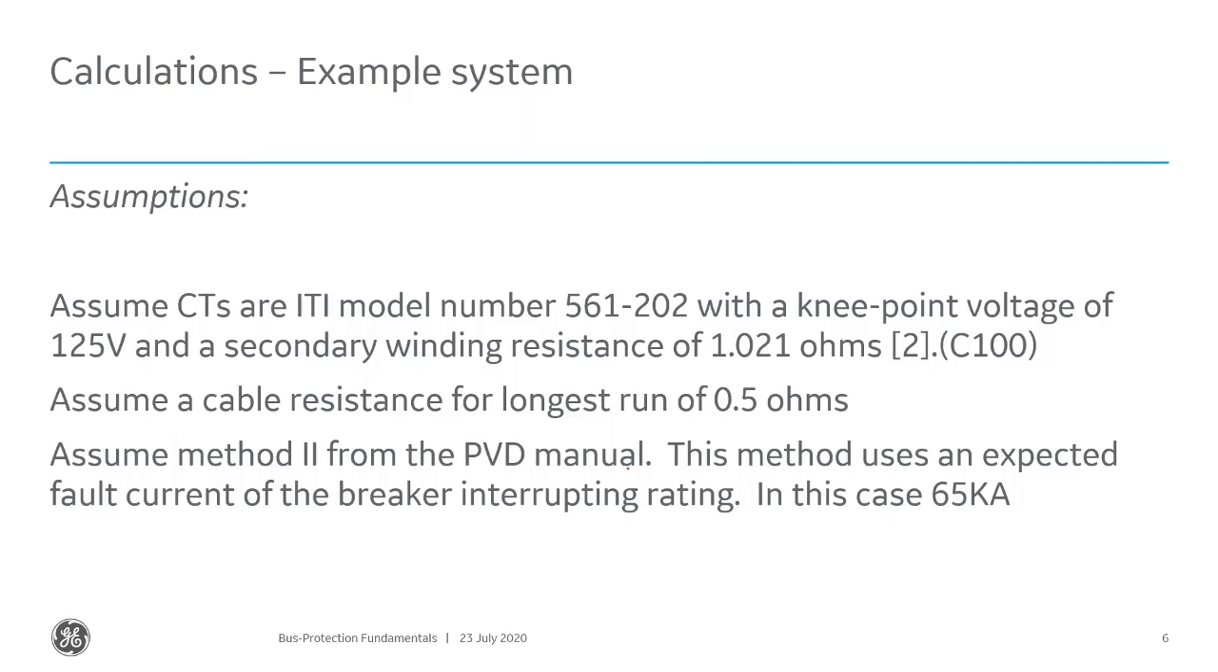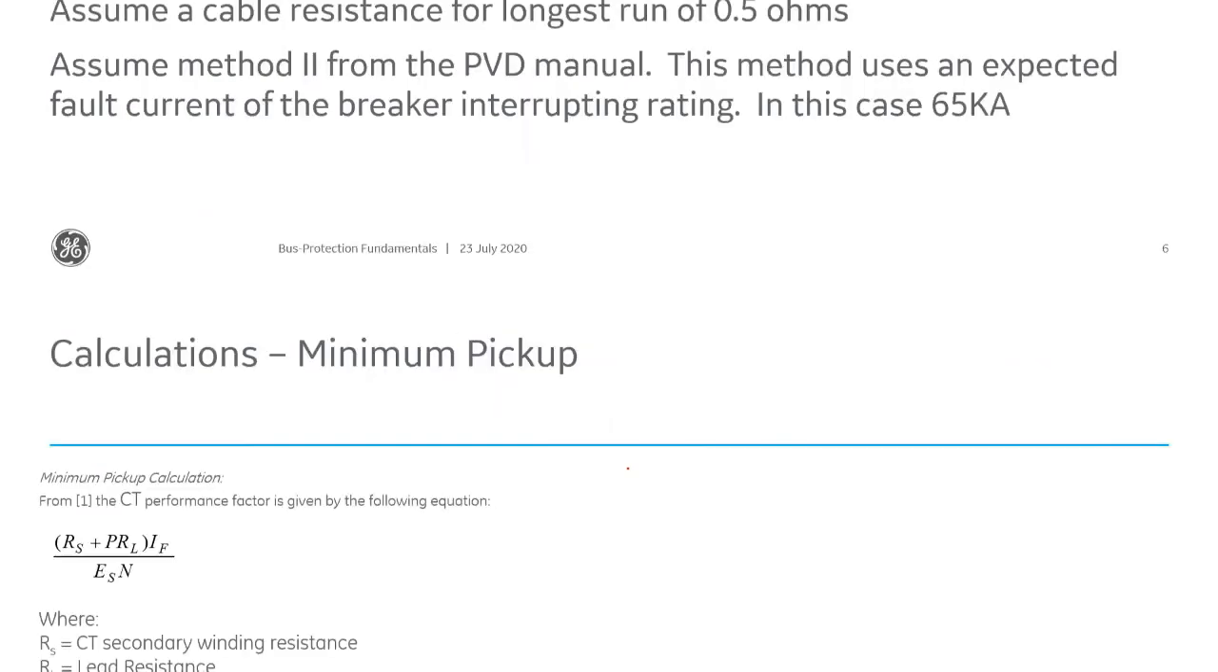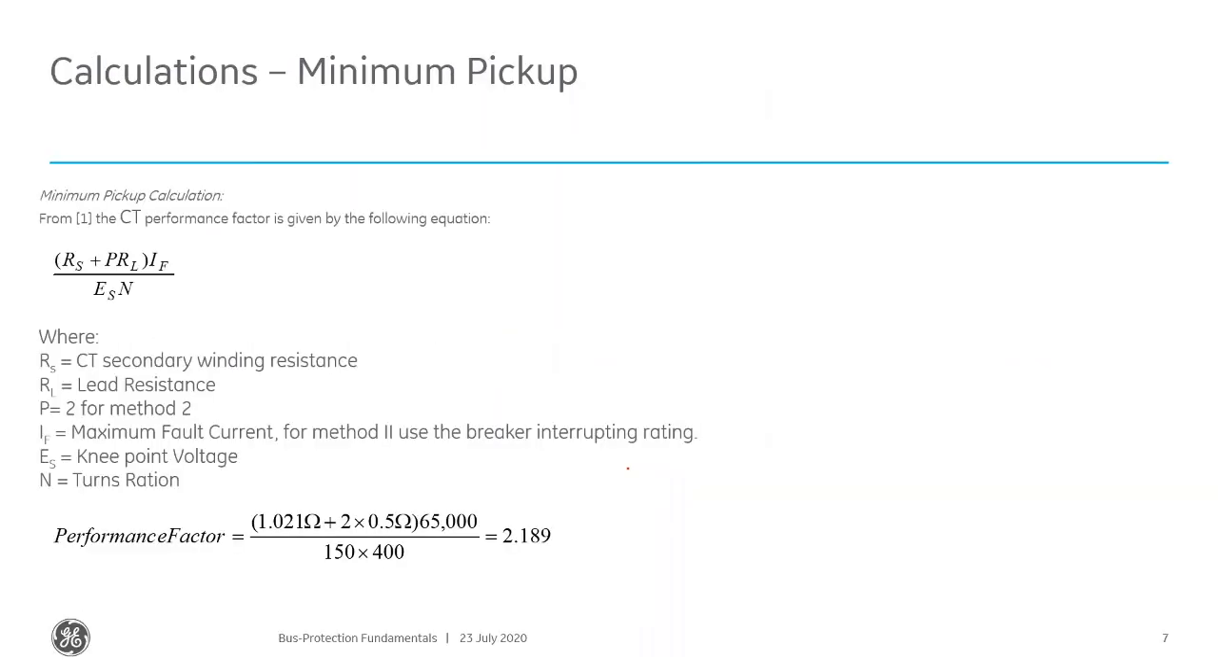So the first thing I need to do in this minimum pickup calculation is to calculate a performance factor. Then based on that performance factor, I can get to a derating factor. The performance factor uses that same term, RS plus RL, the lead resistance and the secondary winding resistance, times the fault current. Then we get it in secondary terms by dividing it by the turns ratio. And then we divide that by the knee point voltage, which in this case I said was 125.